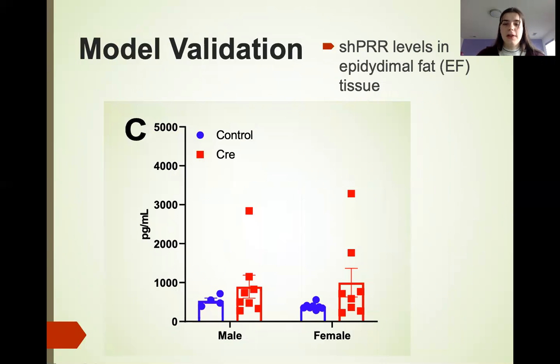And then I did a model validation on the epididymal fat tissue, the sHPRR levels in the epididymal fat, which is just an adipose tissue. In females, it's perigonadal fat, and in males, it's epididymal fat, or EF. And as you can see, there is an increase in sHPRR levels, signifying that sHPRR is actually released in the adipose tissue, like we predicted.